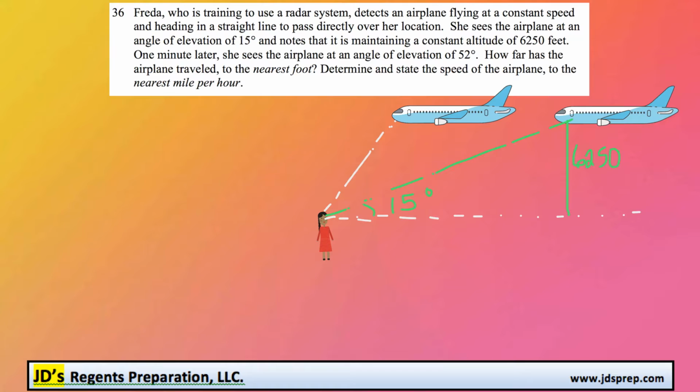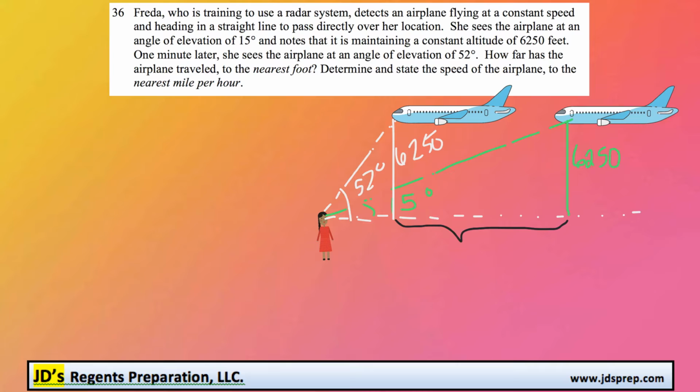1 minute later, she sees the airplane at an angle of elevation of 52 degrees. So now this larger angle here is 52 degrees. But we also know that it still has that same vertical height of 6,250. So you can see we have two different triangles to deal with. And the question is, how far has the airplane traveled to the nearest foot? So what we're looking for is the distance from here to here.